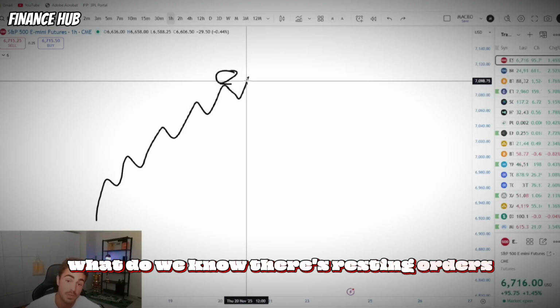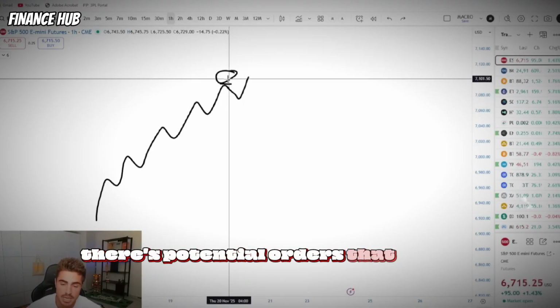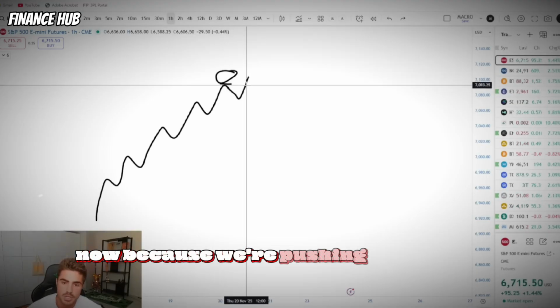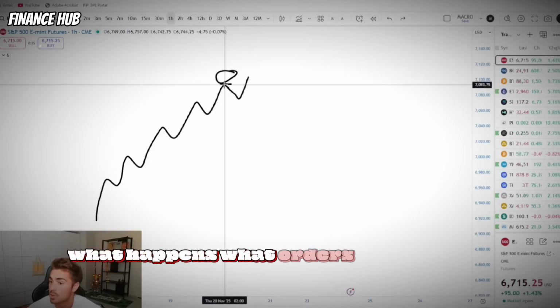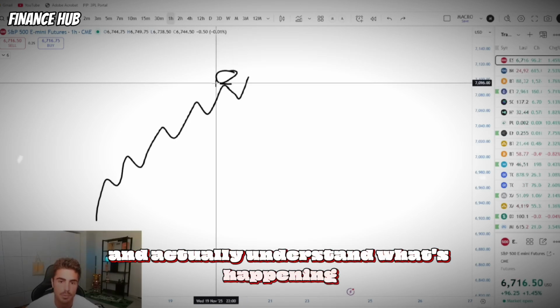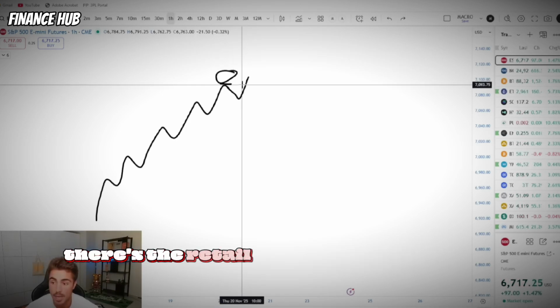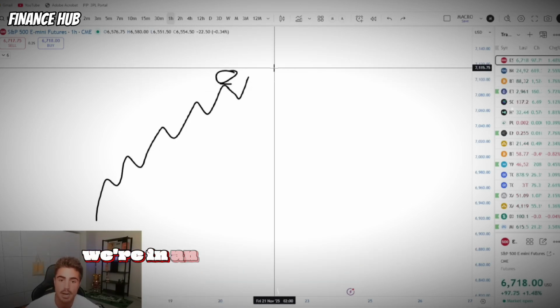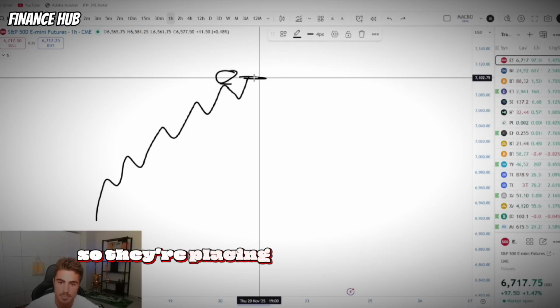There's resting orders. There's liquidity, okay? There's potential orders that can get filled. Now, because we're pushing above this high, what happens? What orders actually are getting filled so we can visualize this and actually understand what's happening? When we push above a high, there's the retail beginner traders that are saying, hey, we're in an uptrend, we're going to go higher. So they're placing buy positions right here.